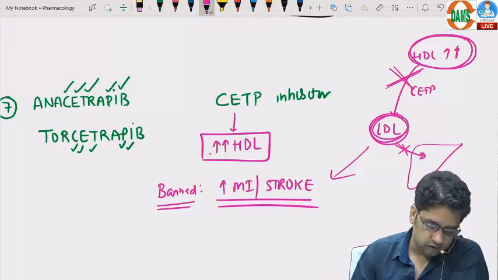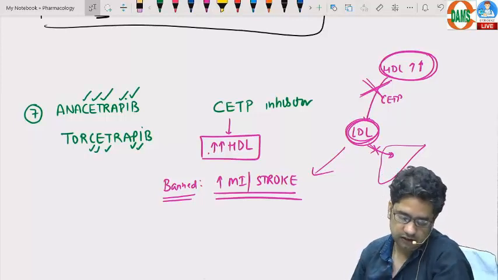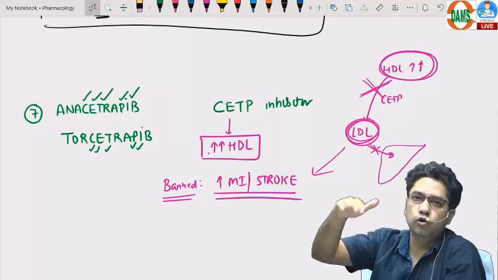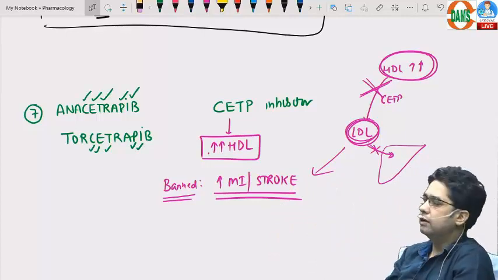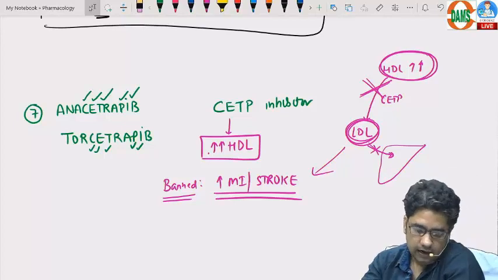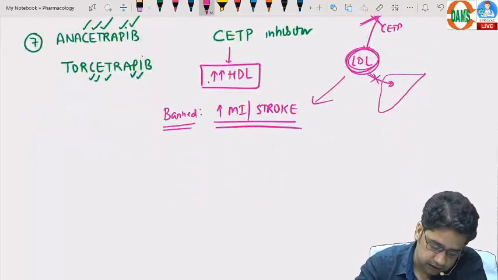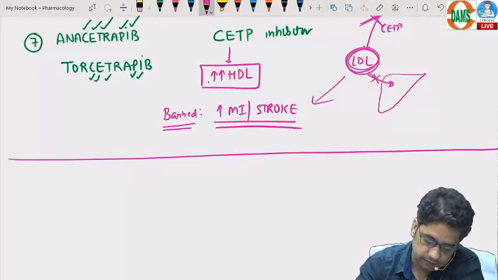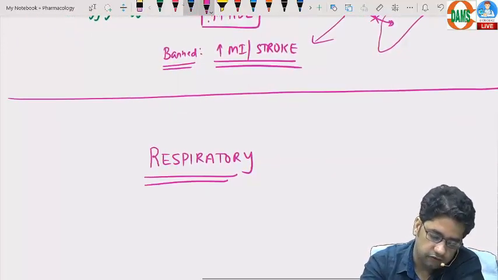Yes. So these drugs are written in your pharmacology books, anacetrapib and torcetrapib. CETP stands for cholesterol ester transfer protein. You will learn in biochemistry. And this completes our blood chapter. After the blood chapter, after the break, we will now start with the respiratory system. And in respiratory system, we will start with asthma first.